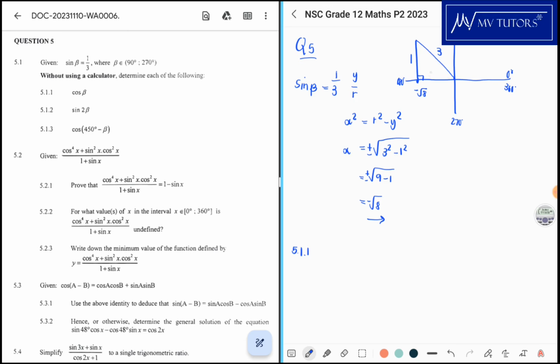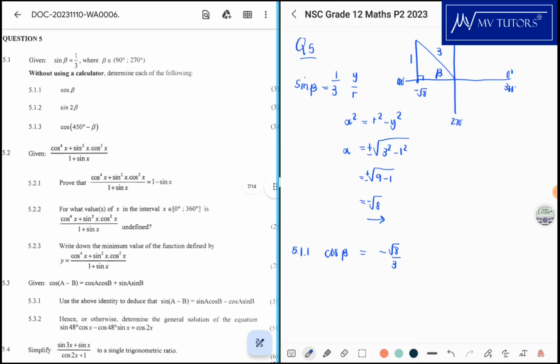Oh yeah, let me put beta over there. So if they want cos beta, remember cos is the adjacent over hypotenuse. So I have negative root 8 over 3. Okay, that's just straightforward. Let's see, 3 marks.